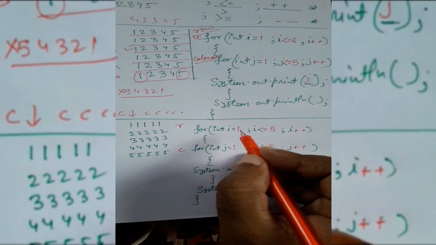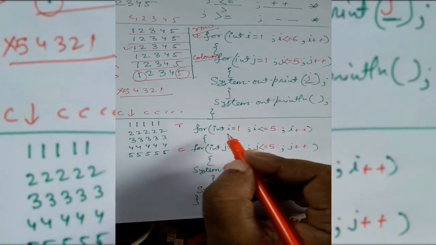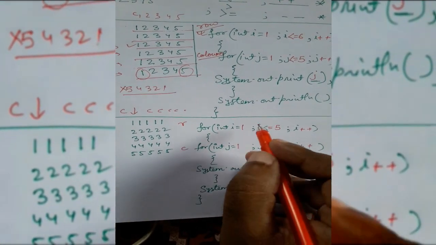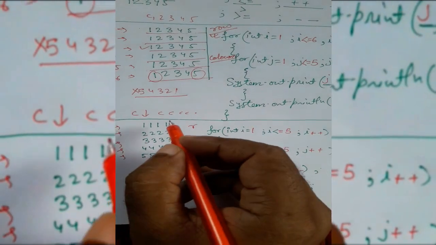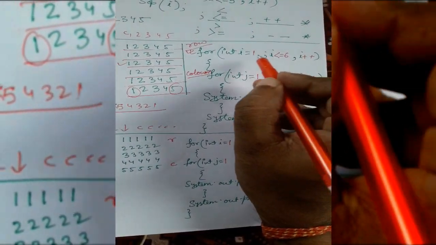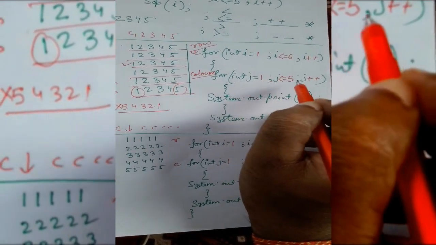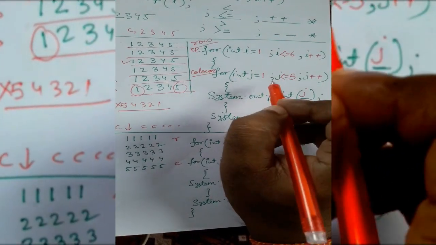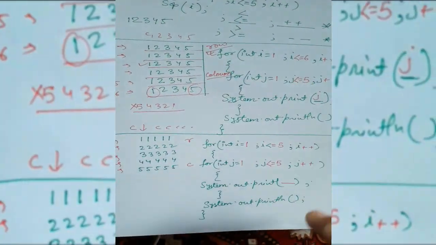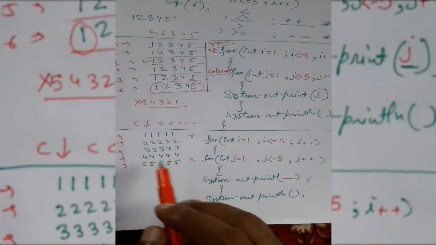So you see 1 less than equal to 5, that is 5 times this loop will execute, and this one will execute 5 times. So 5 into 5, 25. We need 25 values. Here it was, you see 1 to 6, means 6 times it will execute, and 5 times the inner loop. For every time, 5 times the inner loop will execute. So 6 into 5, 30. We have 30 values. Similarly we have 25 values here.